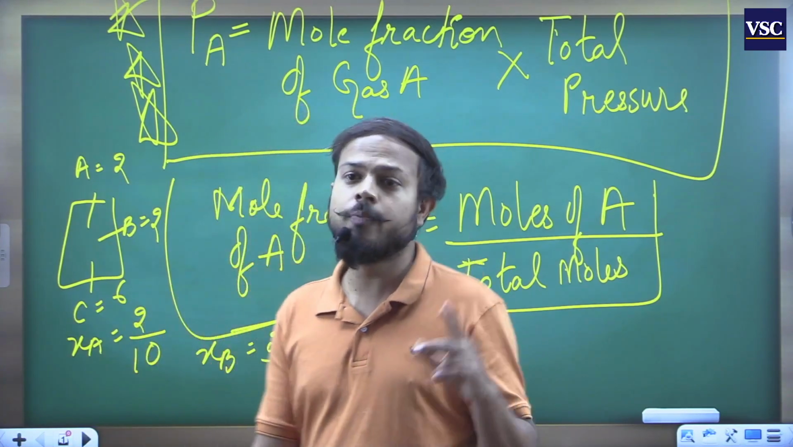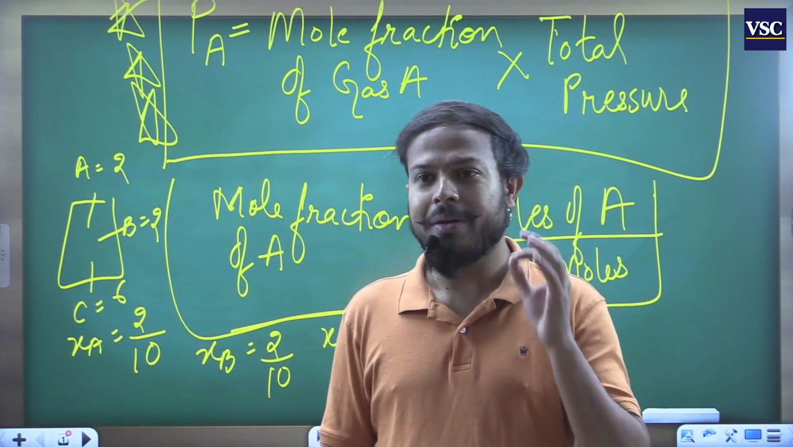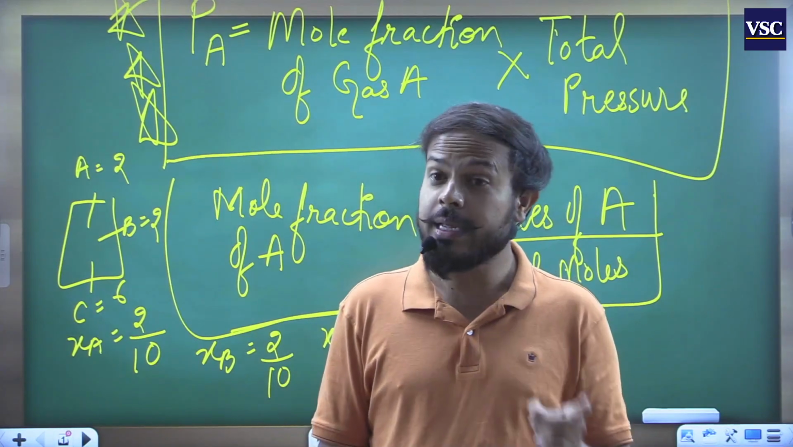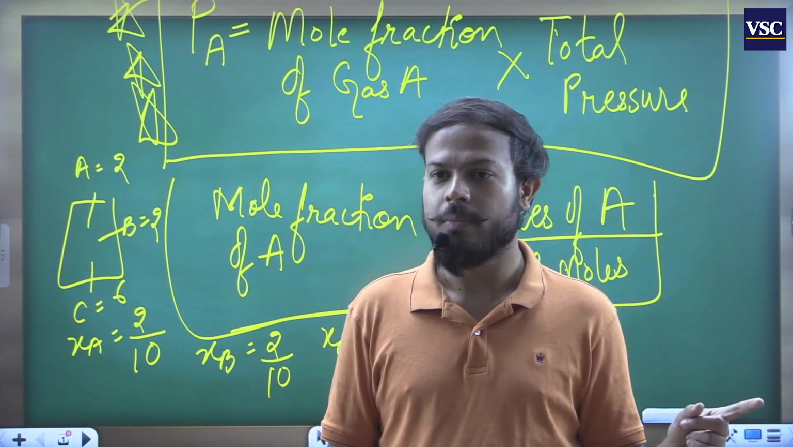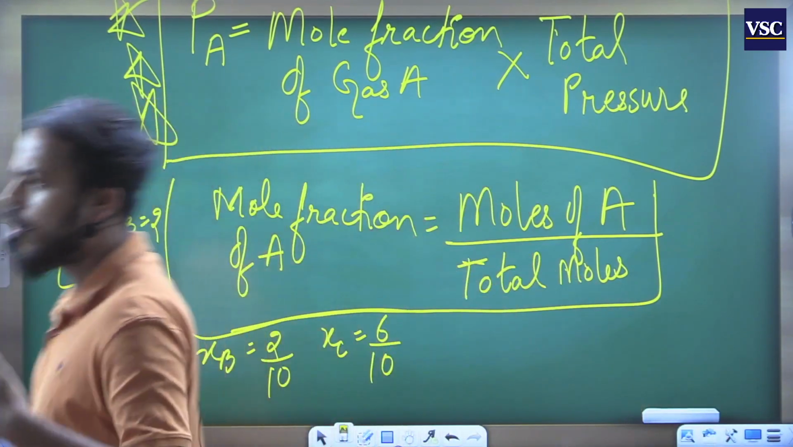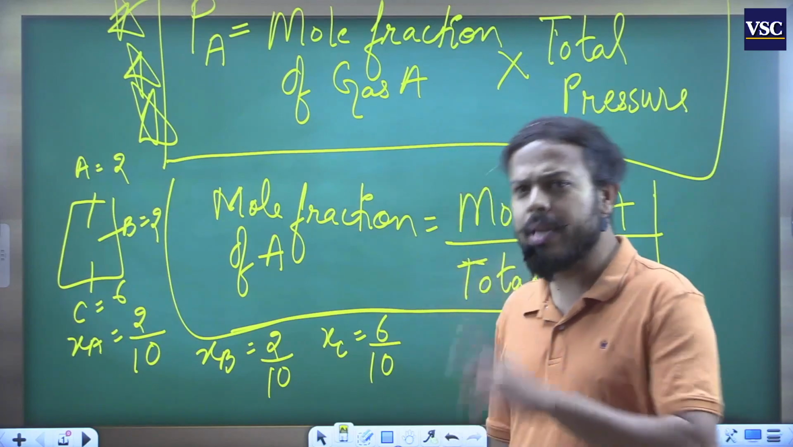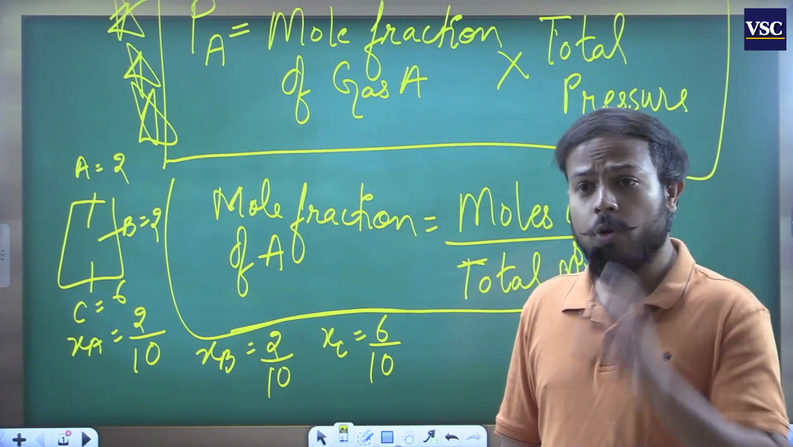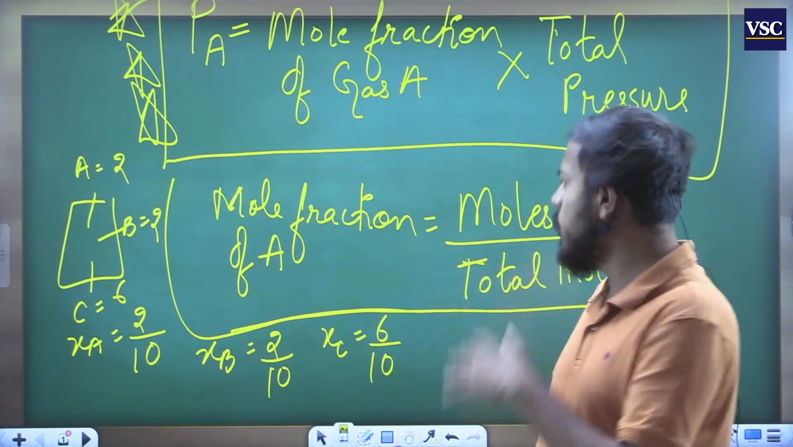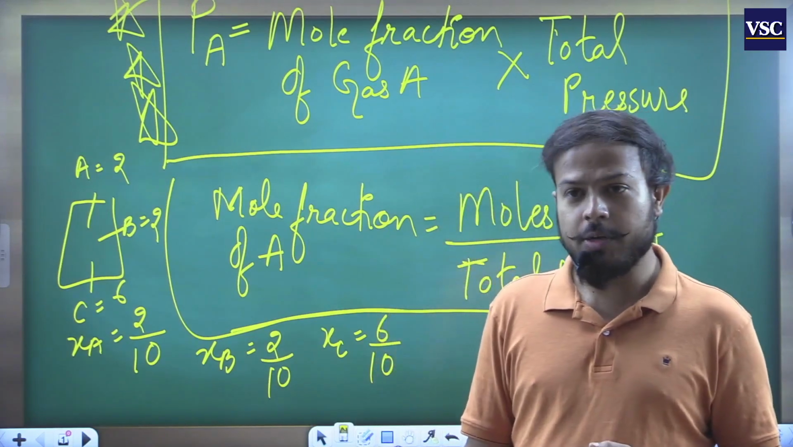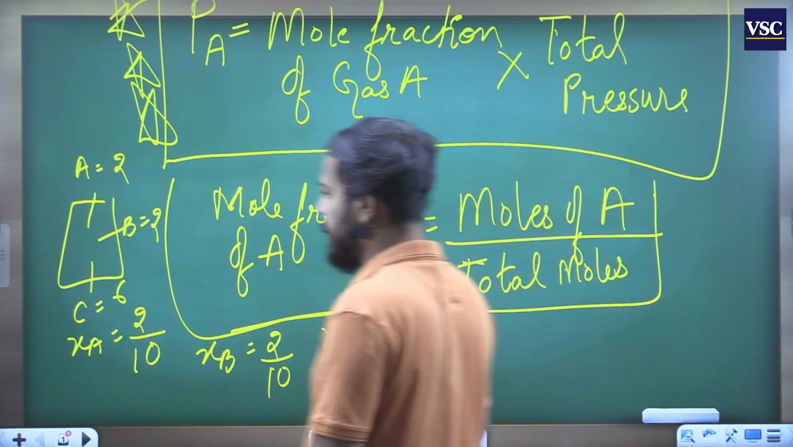To find the total pressure, you have two very important formulas. First is the ideal gas equation, PV equal to nRT. If you write the moles of gas A, then you will get the partial pressure of gas A. If you write the total moles, then you will get the total pressure. And if you write the moles of B or C, then you will get the partial pressure of those gases. Next, a very important formula is that if you want to find the partial pressure of any gas, just find its mole fraction and multiply with total pressure. Mole fraction of any gas is equal to moles of that gas divided by total moles. Okay, so I hope this much is clear now.